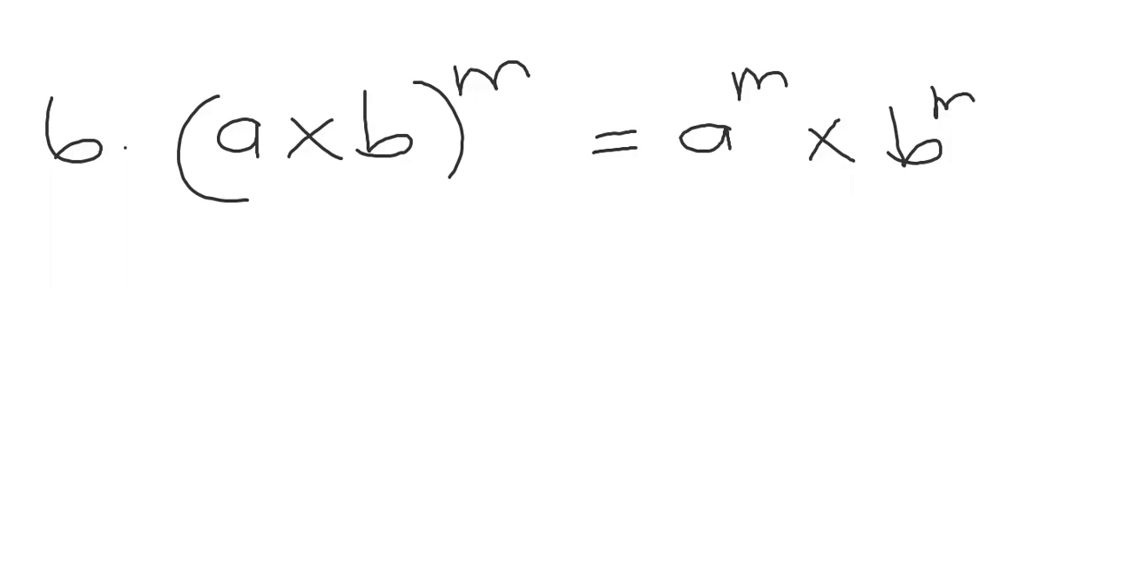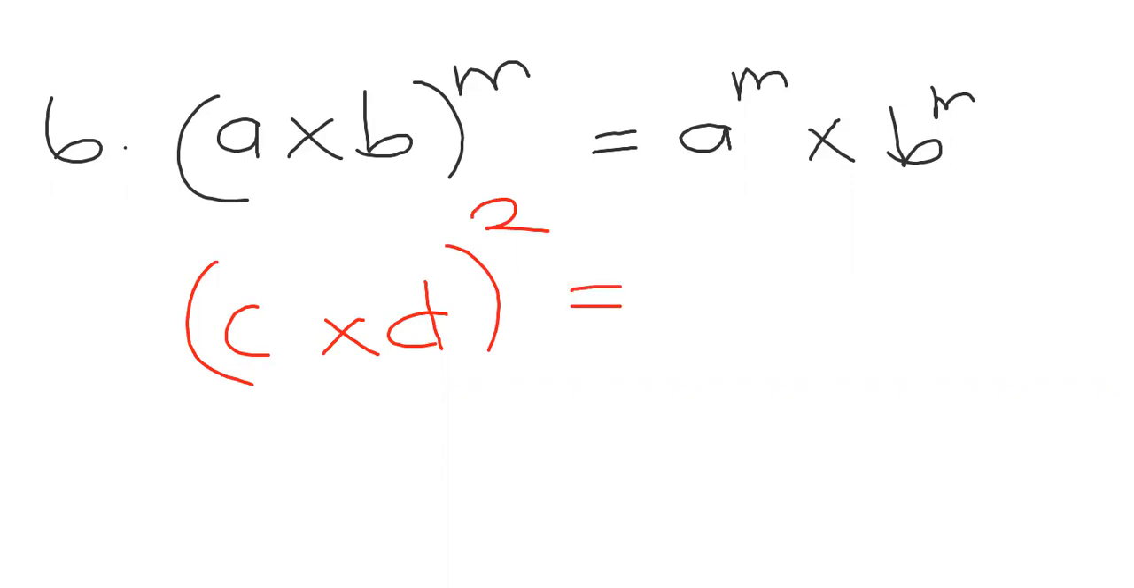So, for example, let's take C multiplied by D, then everything raised to the power 2. What that means is the 2 raises everything that is inside the bracket. The 2 raises the C and the 2 raises the D. So we are going to have C squared multiplied by D squared.